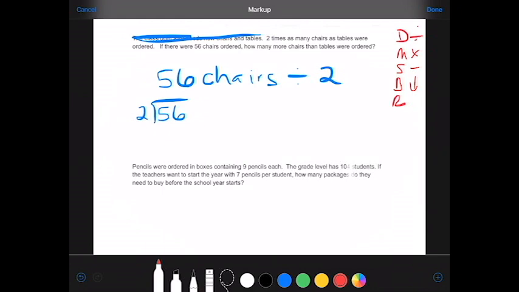Okay, here we go. 5 divided by 2 would be 2. 2 times 2 is 4. Subtract, I get 1. Bring down the 6. 2 goes into 16 8 times. 8 times 2 is 16. Subtract, I get 0. So my answer is 28 without a remainder. So that's how many tables I have.